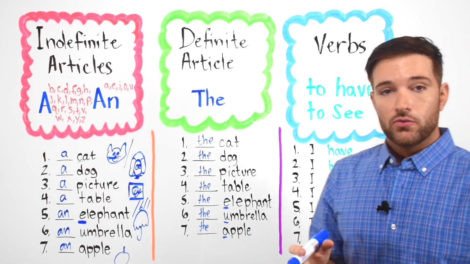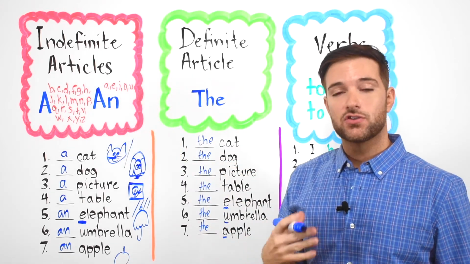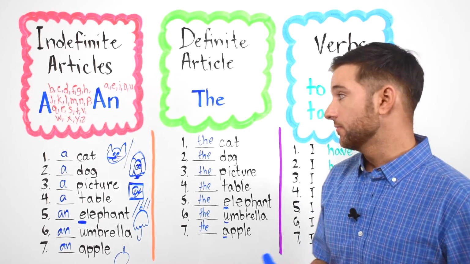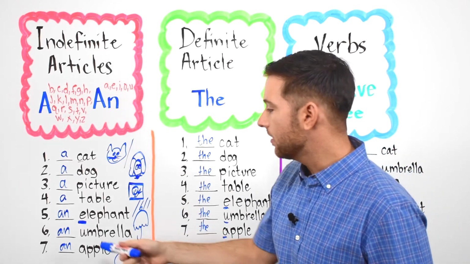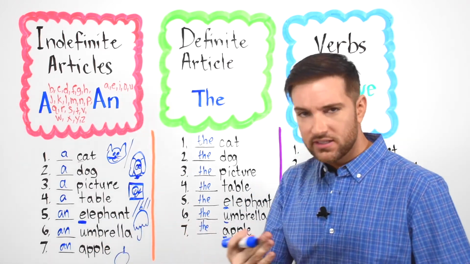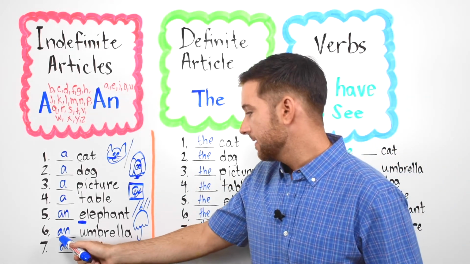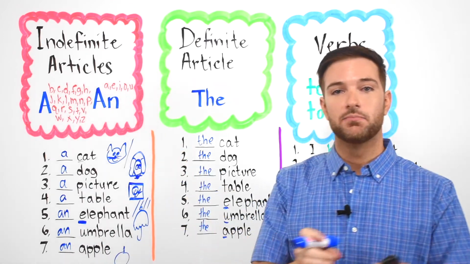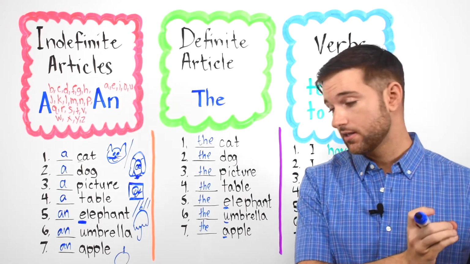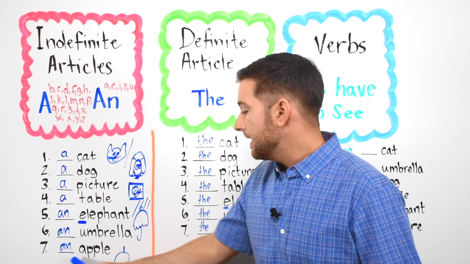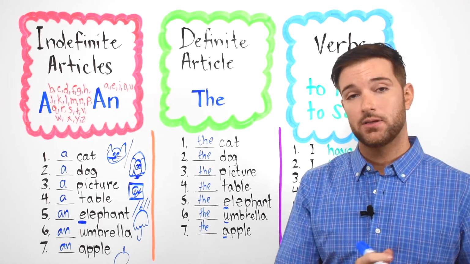All right, remember that we use an, okay, when the word that comes after it starts with a vowel: A, E, I, O, and U. Now, this is because it makes it easier to pronounce, okay? So it's kind of hard to say a elephant. You could say it, but it sounds better to say an elephant. Instead of saying a umbrella, we say an umbrella. See how it smoothly transitions to the next word? Same here. A apple becomes an apple. It transitions smoothly to the next word, that being apple.